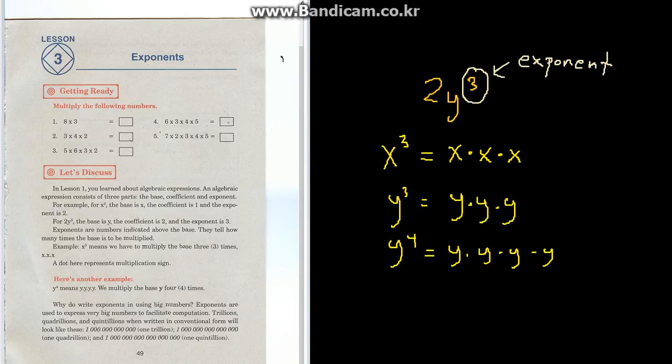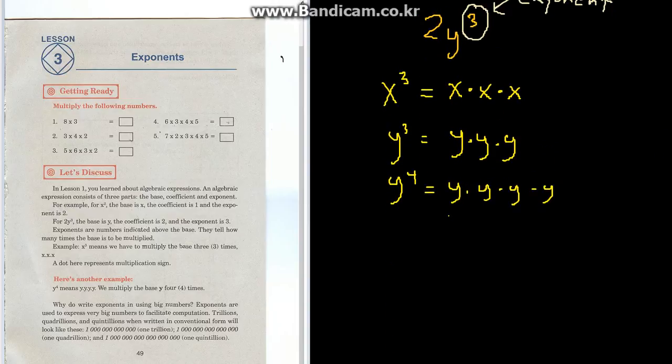But then why do we use the exponents? We can just simply write x to the third power as x times x times x, right? But then why do we learn about exponents?